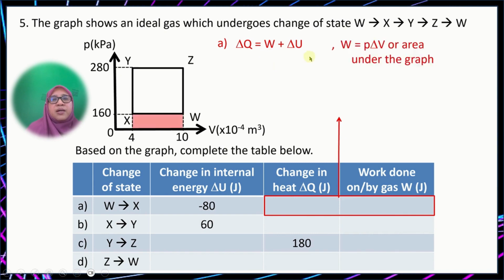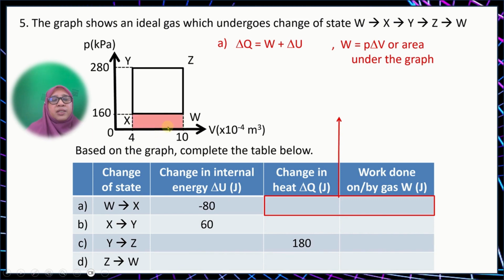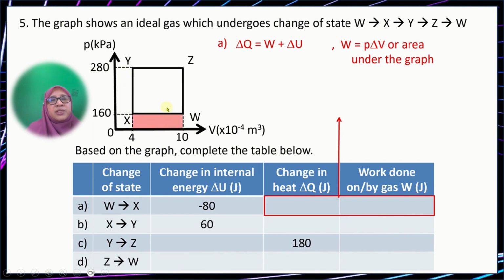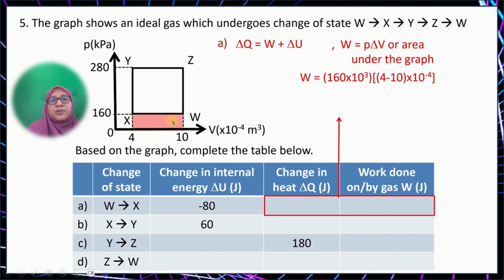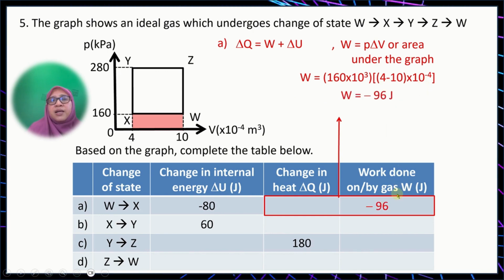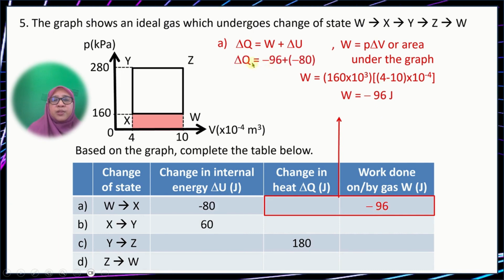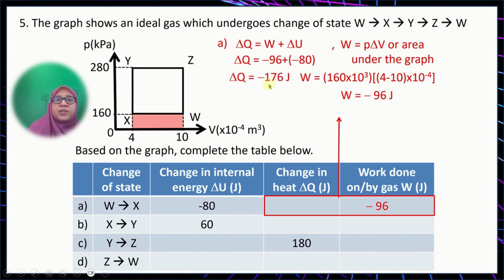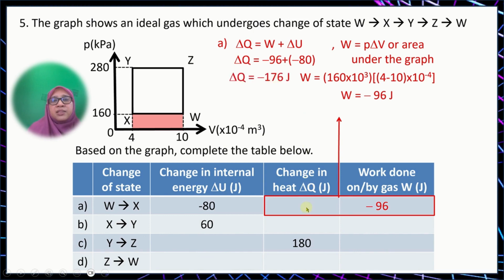For W to X, work is the area under the graph, since this is the PV graph. You substitute 160 kilopascal, convert to pascal, and the change in volume is 10 minus 4, times 10 to the power of negative 4. So we get work done negative 96. We substitute into the first law of thermodynamics to get delta Q, so you get negative 176 joule.